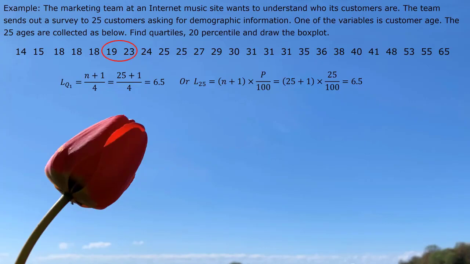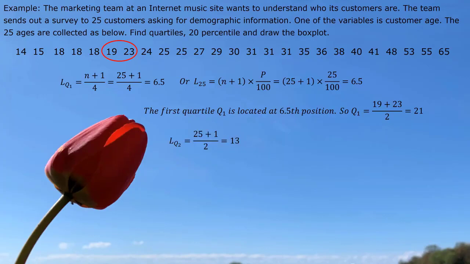6.5 position. So that means this position is between the 6th and 7th, right in the middle of these two numbers. As you can see, 19, the value sitting on the 6th position, and 23 is sitting on the 7th position. So in that case, we want some kind of value in the middle, so we can just use the middle value of these two numbers. 19 plus 23 divided by 2 gives us 21. So we would say the first quartile is 21.